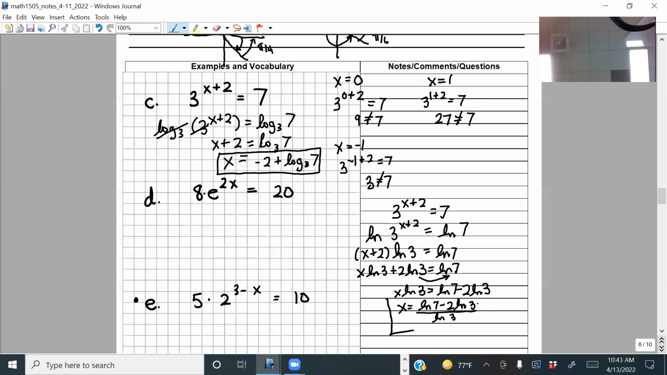Can y'all read that? Natural log of 7 minus 2 times the natural log of 3 divided by natural log of 3. Don't divide out this natural log of 3 here because that natural log of 3 would have to also divide into the natural log of 7, which it doesn't. So you have to leave it just in this form. Now, that's a little bit messy. It's a little bit messier than our original solution, right? But what's the advantage of this answer?